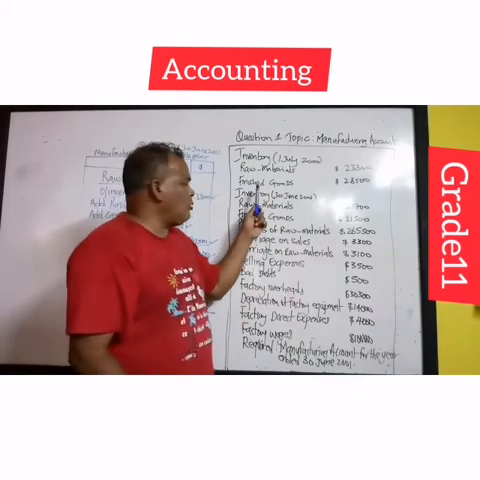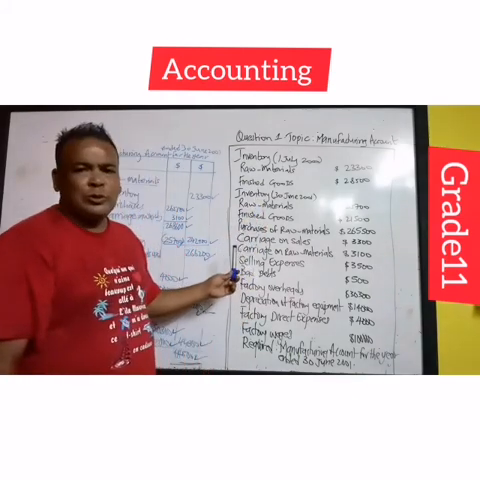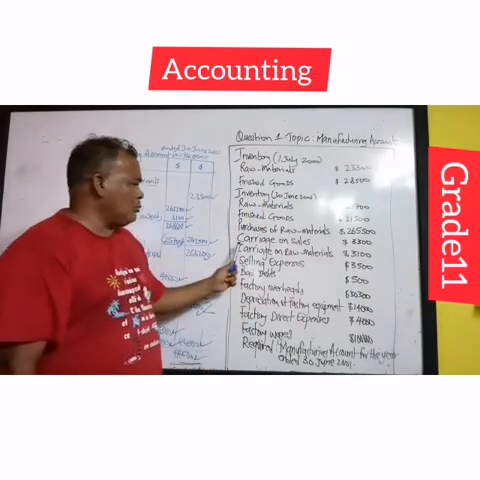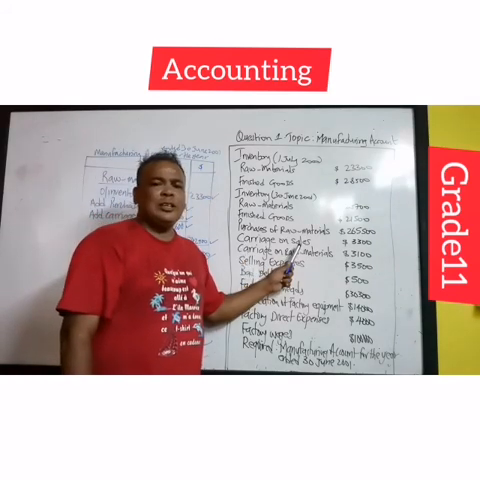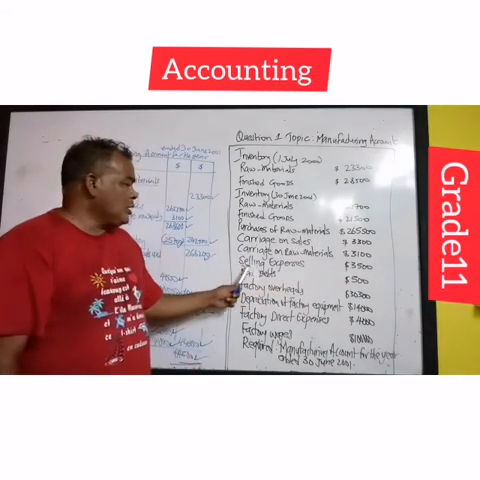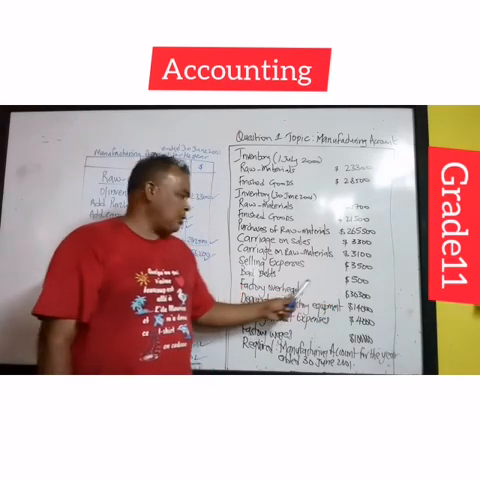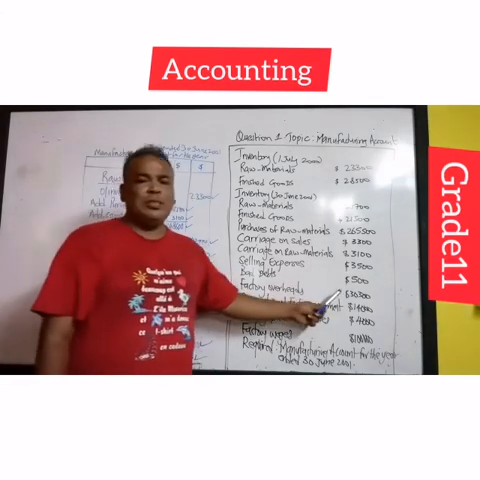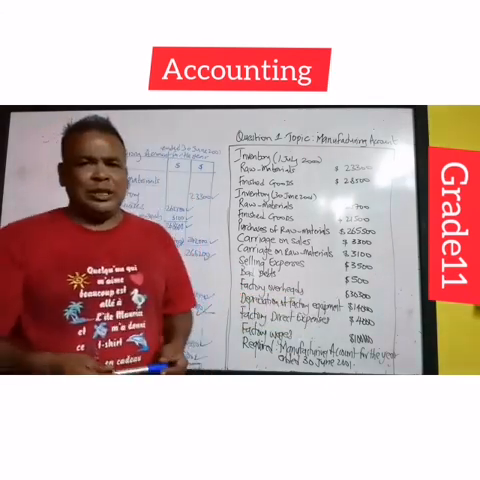Some of the items have been given, but we are not going to use them when preparing manufacturing account. For example, carriage on sales, this will be recorded in income statement. Selling expenses in income statement. Bad debts in income statement, because these expenses do not relate to the factory.